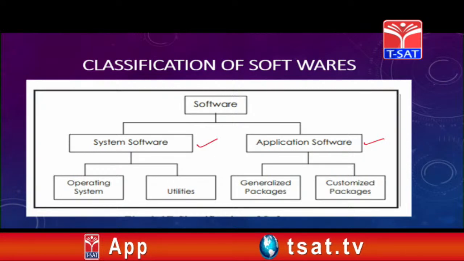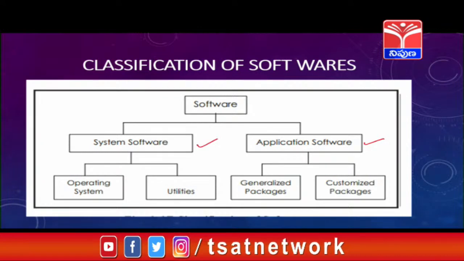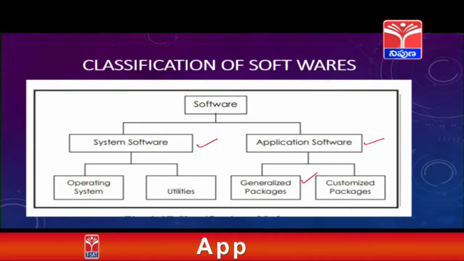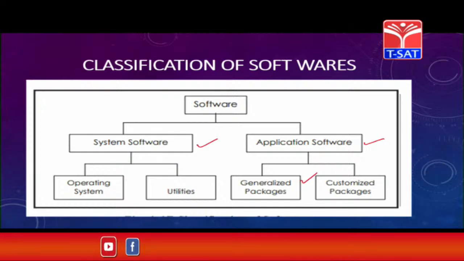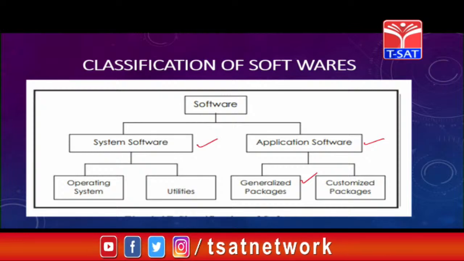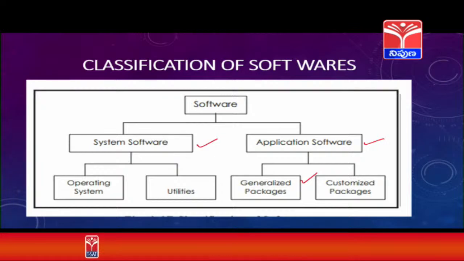When it comes to application software, it is classified into two kinds: generalized package and customized package. Clear? This classification is very important. Software is basically classified into two: system software and application software. System software is divided into two categories: operating system and utilities. And application software is divided into two categories: generalized package and customized package.